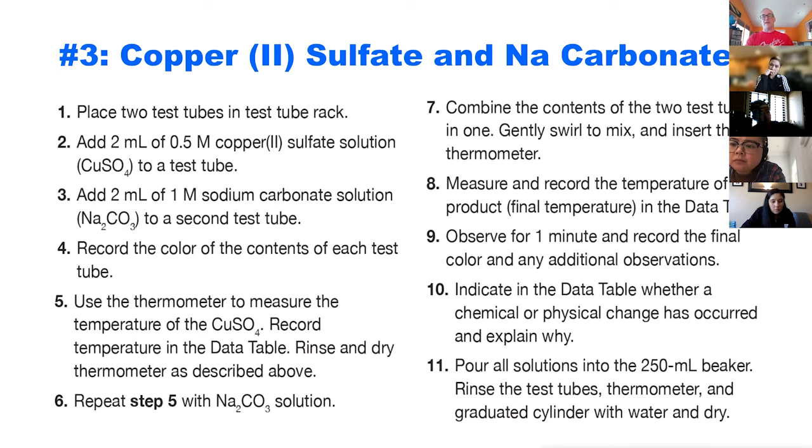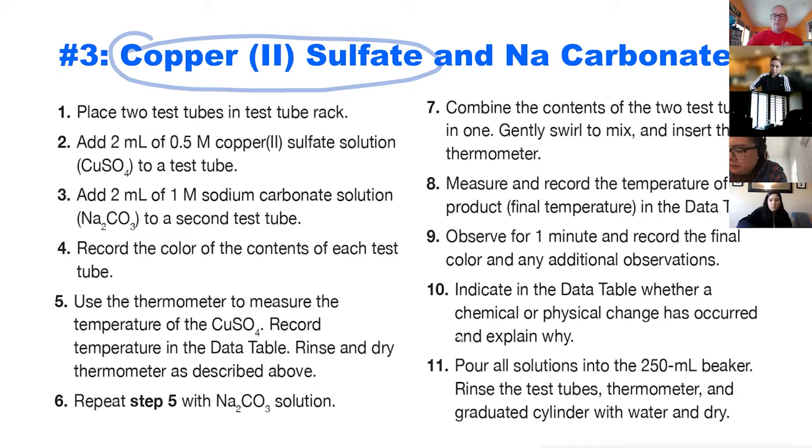And then copper sulfate and sodium carbonate. So this is one of those reactions that I mentioned before. This is an ionic solution, and this is an ionic solution. We have copper 2 ions with sulfate ions in one solution, and we have sodium ions and carbonate ions in another solution. Then when we mix them together, we'll have all 4 of those ions in one solution.